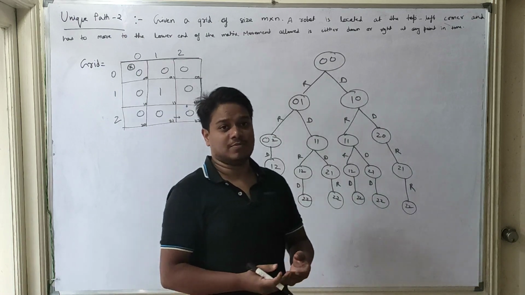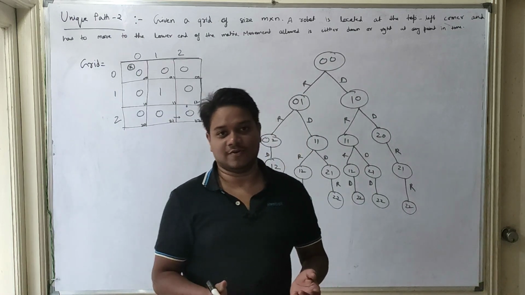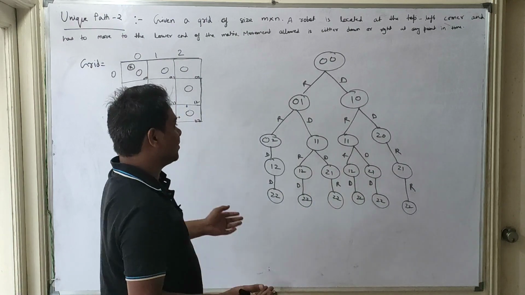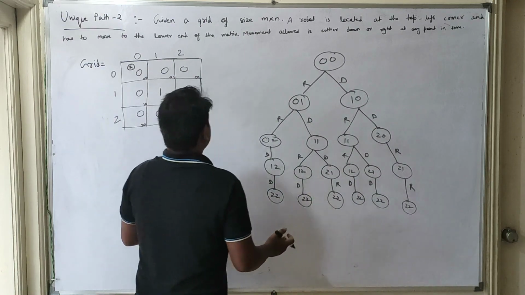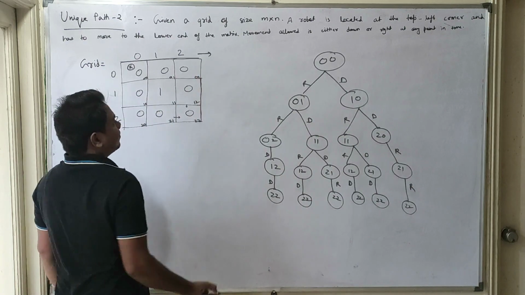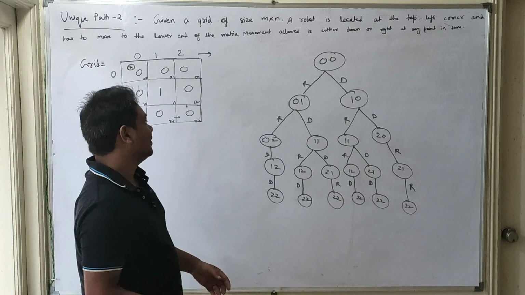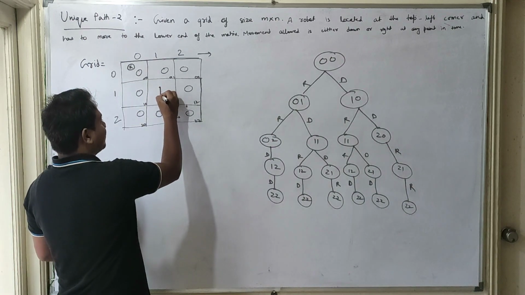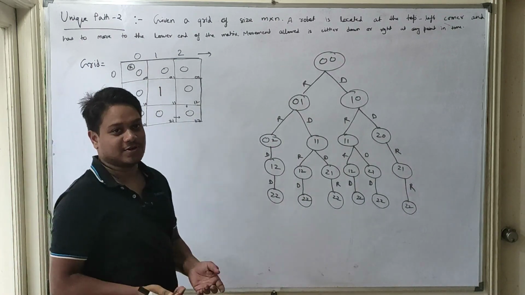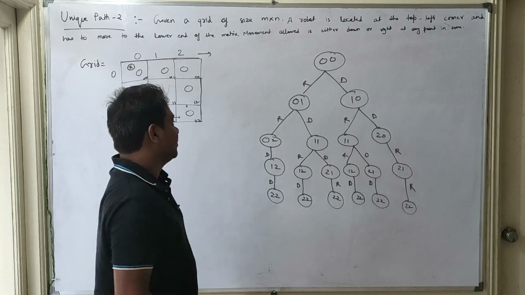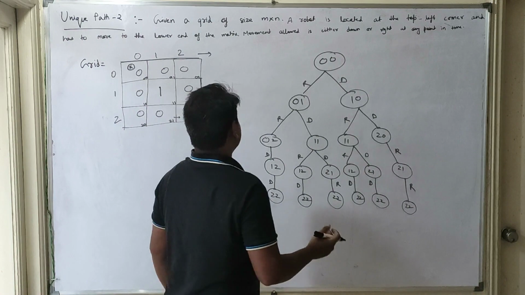So how do we solve this problem? The solution is pretty straightforward. First we'll write the boundary conditions. The boundary conditions are pretty easy. The robot cannot move outside the boundary of the grid, and it cannot cross where we are having an obstacle, where the value of the grid is 1. So these are the two boundary conditions. So let's write it down first.